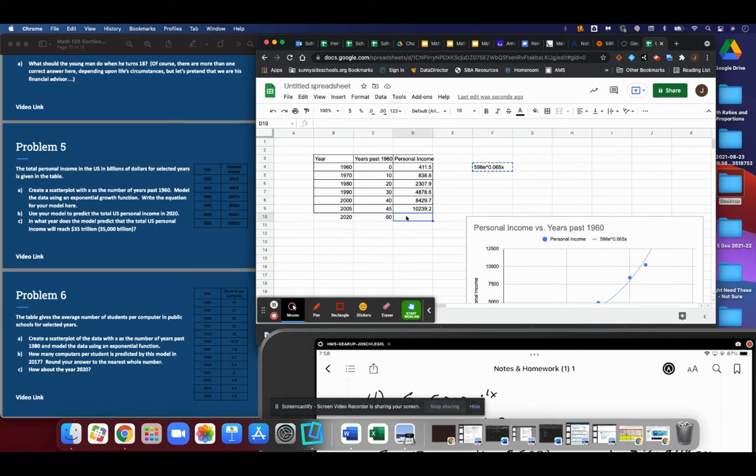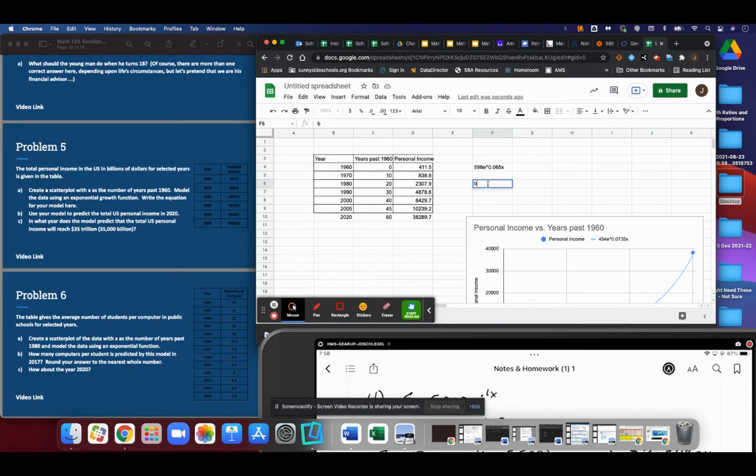38289.67. If I was to round it, it would be 38289.7. And so recognizing that this is in billions of dollars, this model predicts that the personal income of people living in the United States in the year 2020 is going to be $38 trillion, or $38,289,700,000,000. That's a lot. So I'm going to put my answer for that right here, everyone.